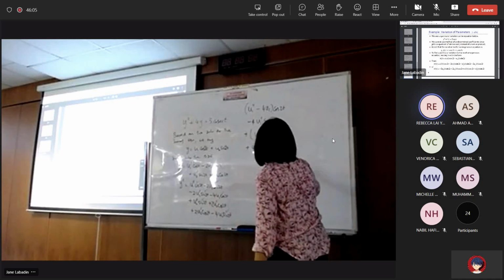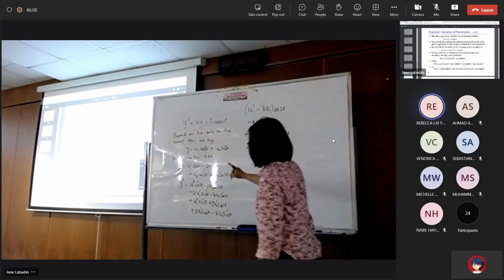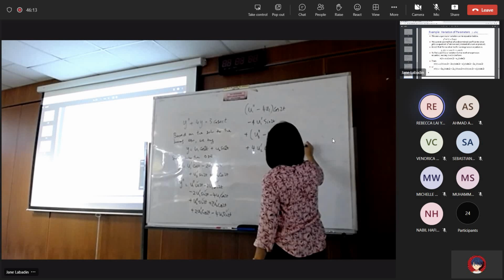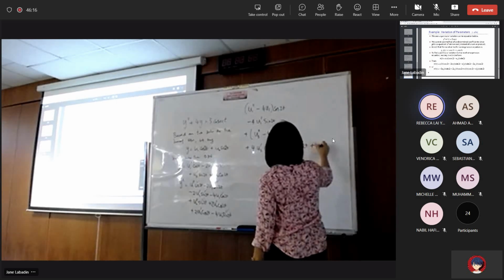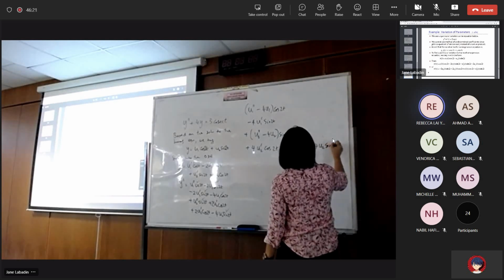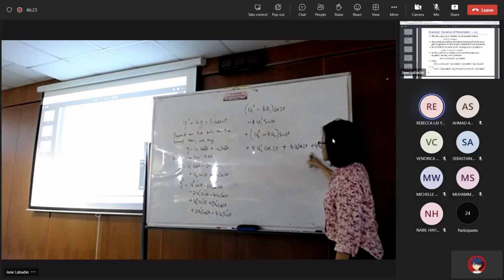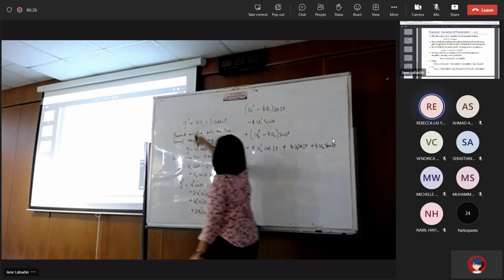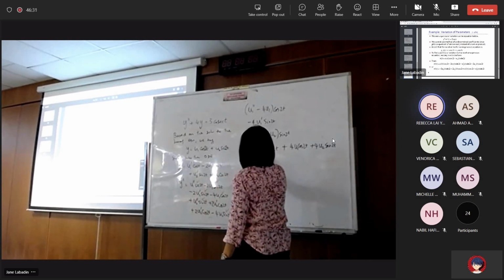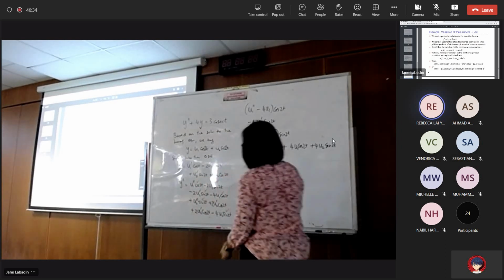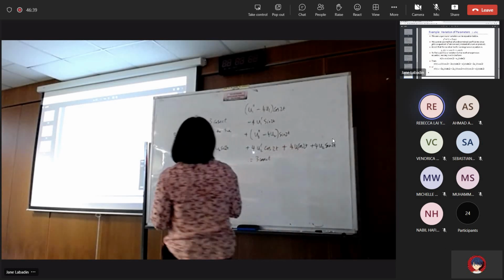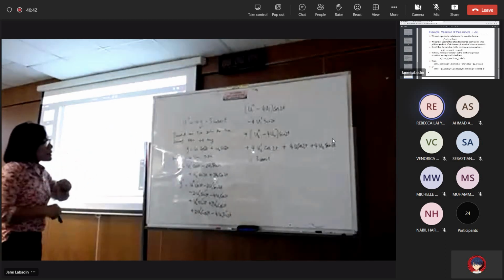plus 4y. 4y is this, so 4u1 cos 2t plus 4u2 sine 2t. Okay, so this is 4y, and all that is equal to 3 cosecant t.